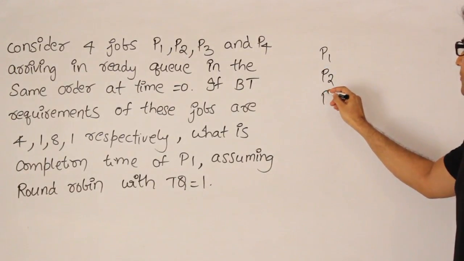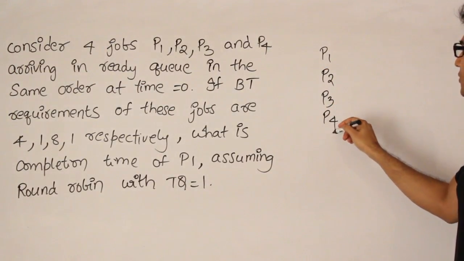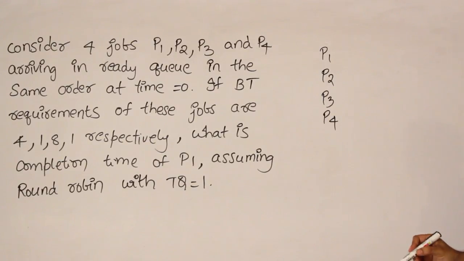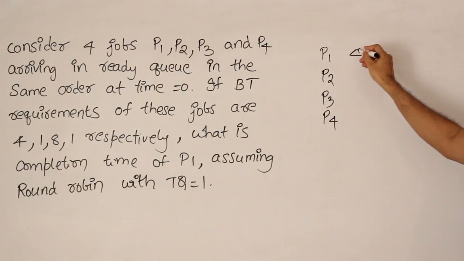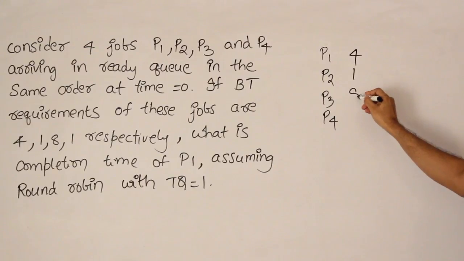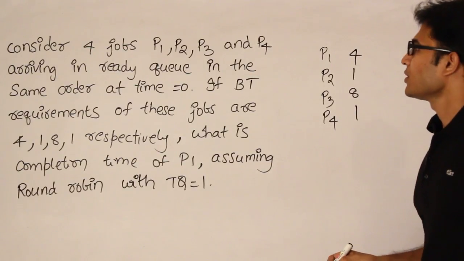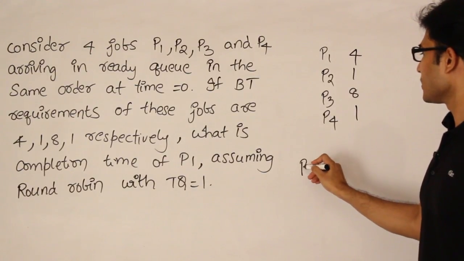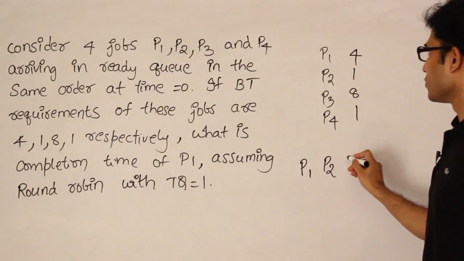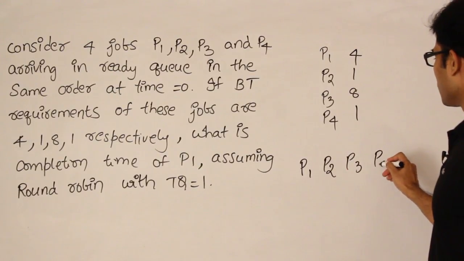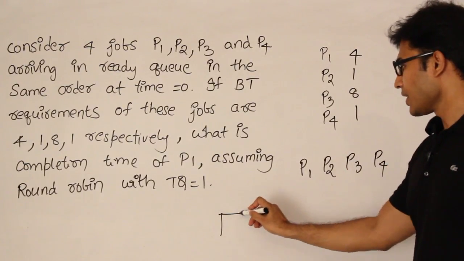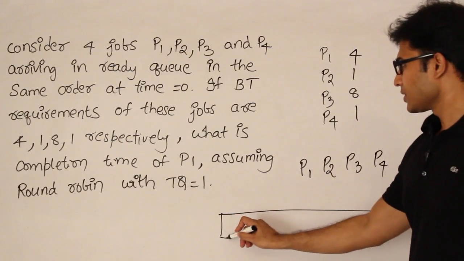P1, P2, P3, P4, they are the 4 processes, and if you see the burst times, it is 4, 1, 8, 1. These are the burst times, right? And the time quantum is 1, right? So how are they present in the queue? They are present in the queue like this: P1, P2, P3, P4. So I'll just write the Gantt chart.